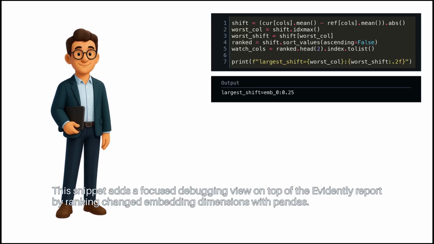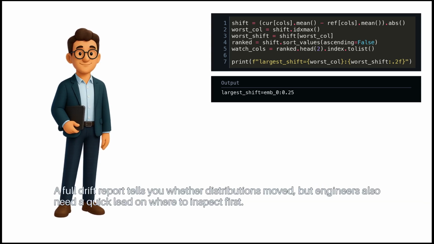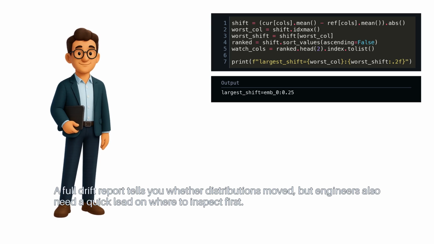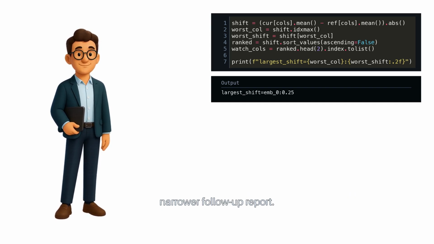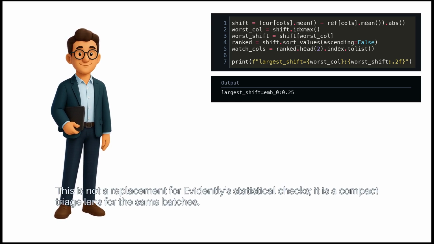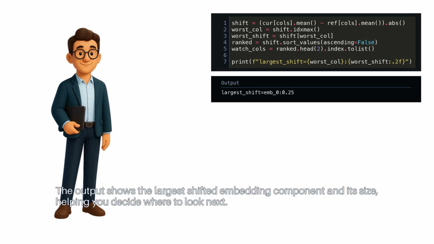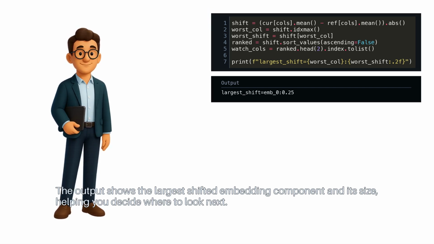This snippet adds a focused debugging view on top of the Evidently report by ranking changed embedding dimensions with pandas. A full drift report tells you whether distributions moved, but engineers also need a quick lead on where to inspect first. The shift series compares current and reference means. idxmax selects the most changed column, and watch_cols keeps the top 2 dimensions for a narrower follow-up report. This is not a replacement for Evidently's statistical checks. It is a compact triage lens for the same batches. The output shows the largest shifted embedding component and its size, helping you decide where to look next.